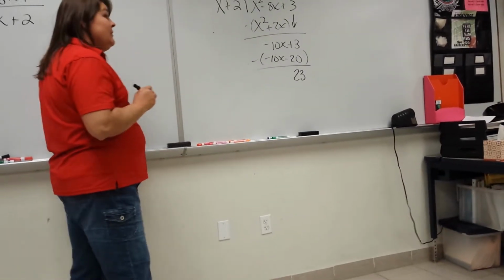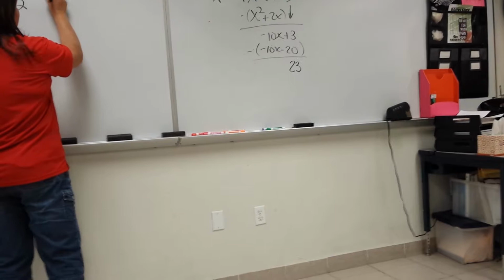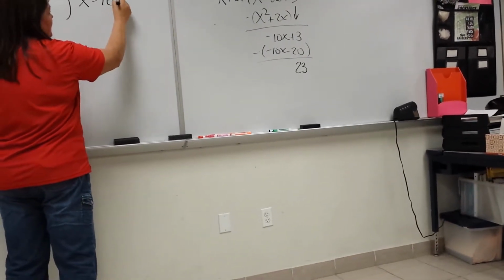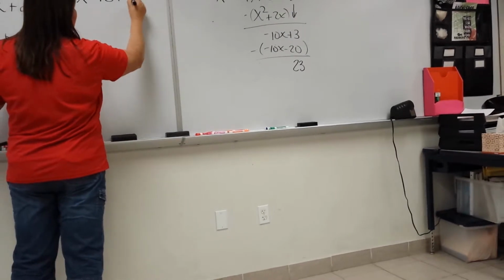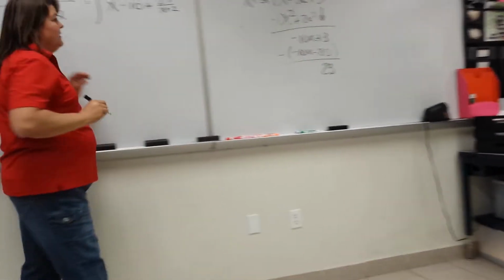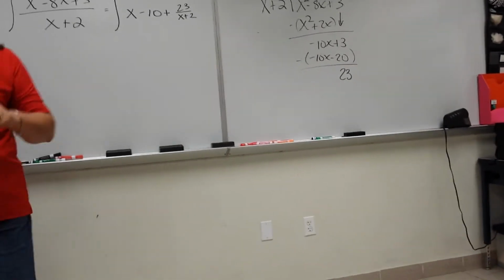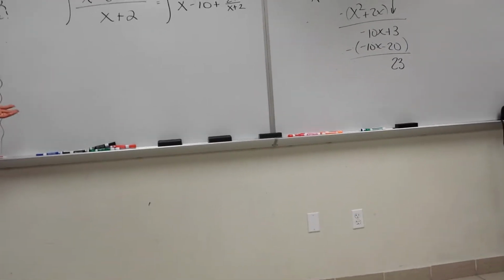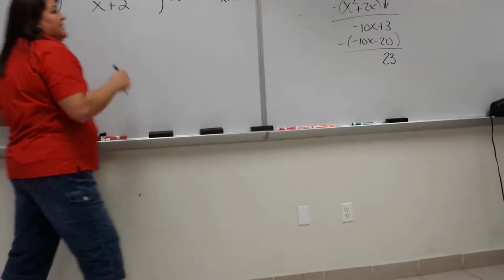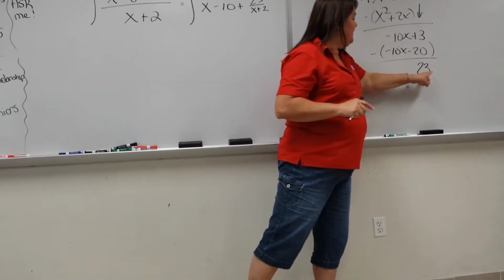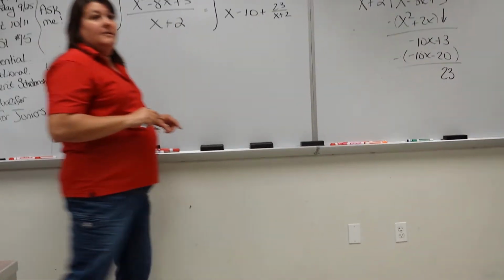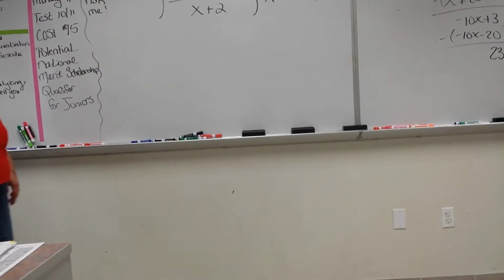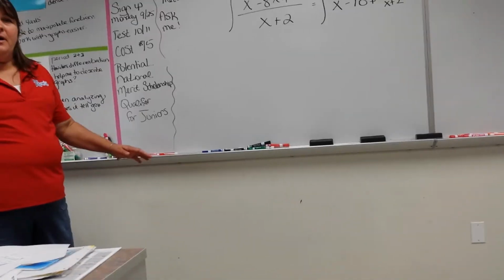And so truly, what's left? Do you guys agree that that is really x minus 10 plus 23 over x plus 2? Do you guys agree? Yes. So you just replace that in front of that? Yeah, because they mean the same thing. So this divided into this is that plus the remainder. It's just like saying 4 divided by 2 is 2. So have I lost anybody so far?